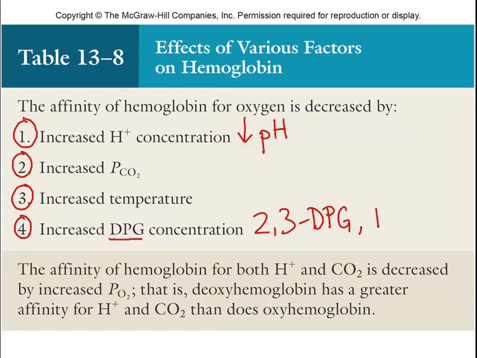Or we sometimes see this as 2,3-BPG, or biphosphoglycerate. And this molecule, DPG or BPG, interacts with the beta chains of deoxygenated hemoglobin and decreases their affinity for oxygen. And this enhances the release of oxygen from the red blood cells. So increased metabolism in a tissue can lead to decreased pH, increased partial pressure of carbon dioxide, increased temperature, and increased DPG. And let's see how these factors affect our oxygen hemoglobin dissociation curve.